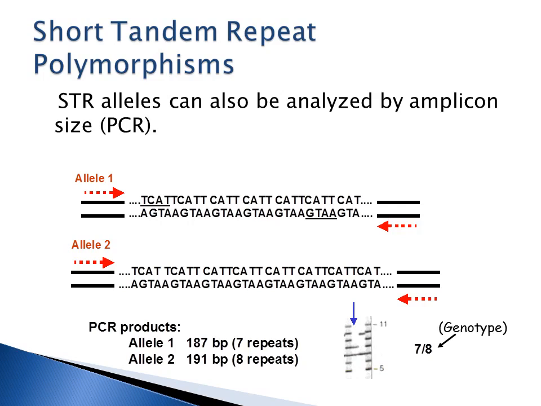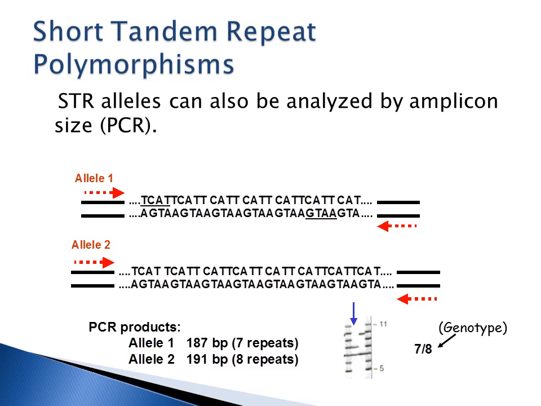Short tandem repeat alleles can also be analyzed by your amplicon size through polymerase chain reaction. So what you would do is you would make your primers that are homologous to your DNA sequence outside of your short tandem repeat. You would run your PCR reaction and then run your band on a gel.